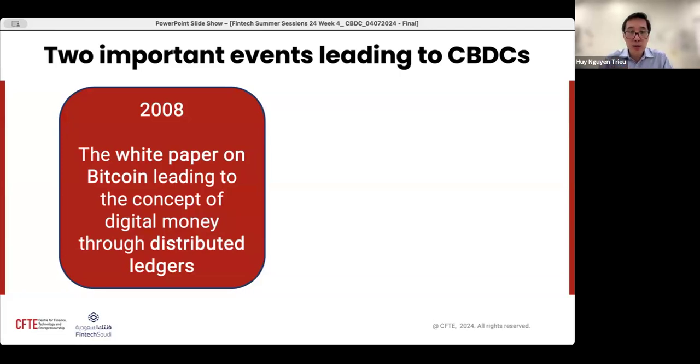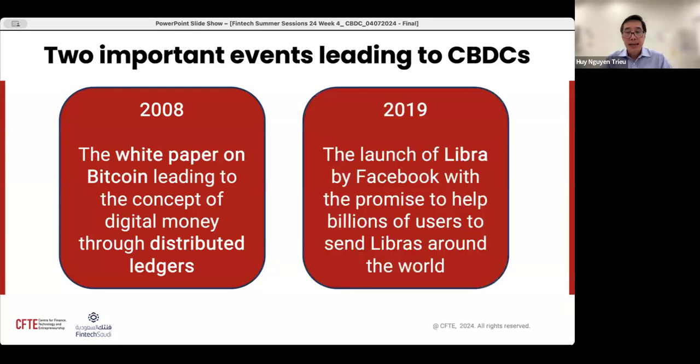But what was the second reason? There was a second reason that was equally important, and that was in 2019, the launch of Libra, which you might remember. So the launch of Libra by Facebook, and really with the promise that they would help billions of users to send Libras around the world without the need of any fiat currencies. So those two events led to CBDCs.